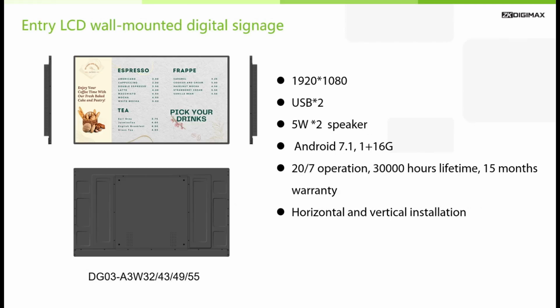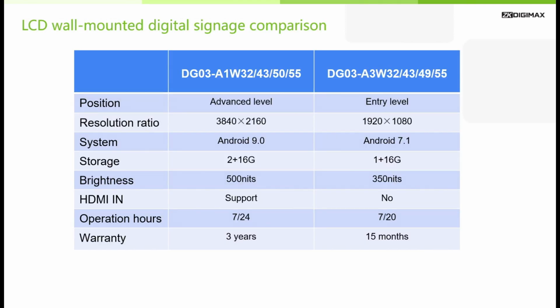So this is the second one, the entry level. The previous one is Android 9.0. This is 7.1. Then operation hours, this is only 30,000. The advanced one is 50,000. This also we can operate 24/7. We can use horizontal and vertical installation. So we have different models like 32-inch, 43-inch, then 40, 49, then 55. So this is a main specification.